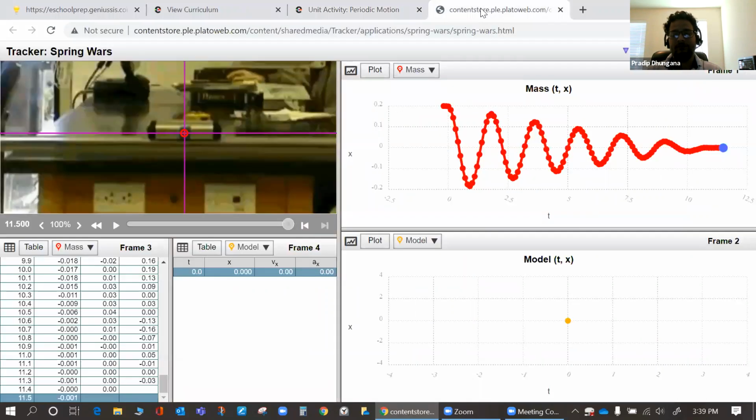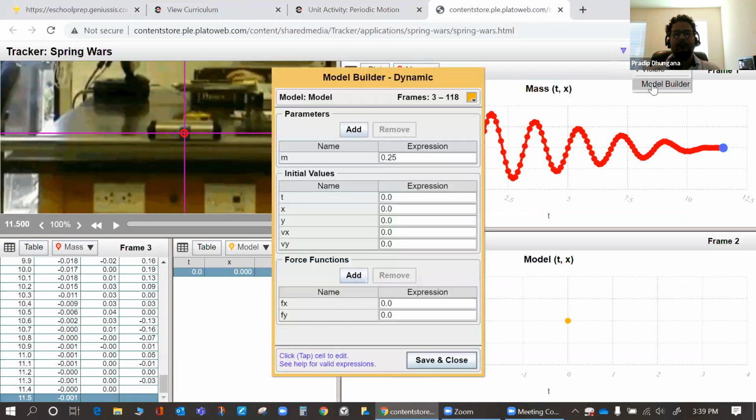Go back. At first you have to click on the pull down menu like that. Click on model, then click on that model, and then model builder. I just want to make sure that you are following me. Give me a thumbs up, or you can unmute and speak with me if you are following me, or just write yes in your chat box as well.